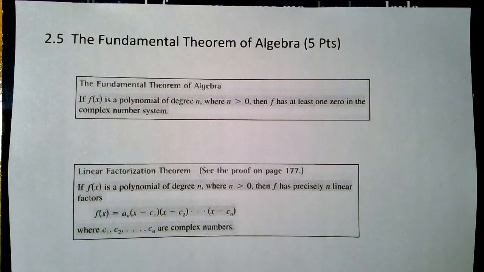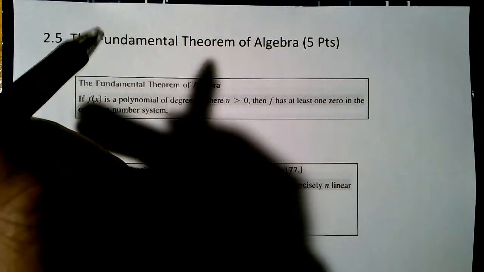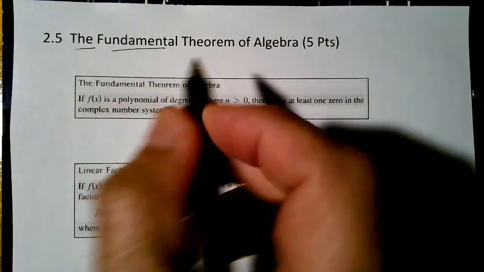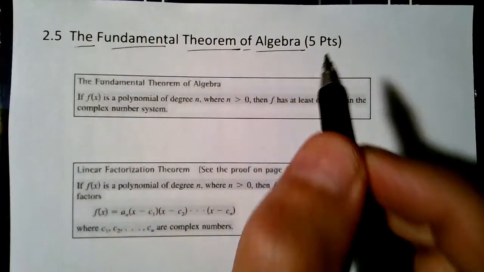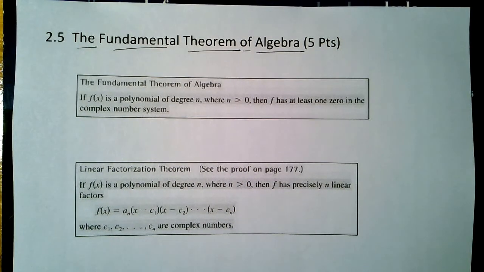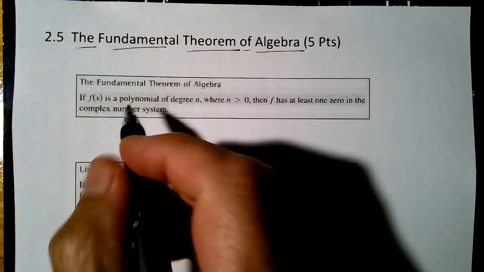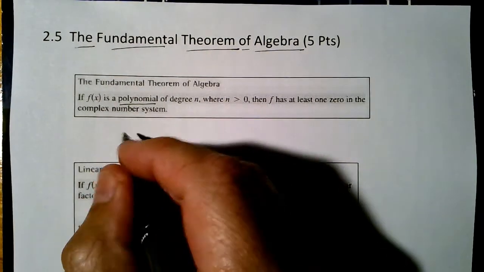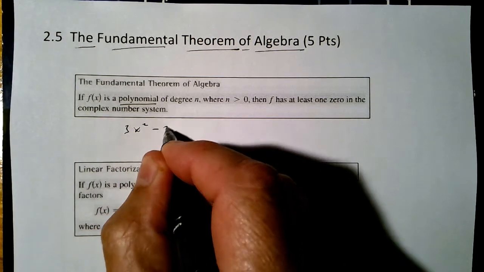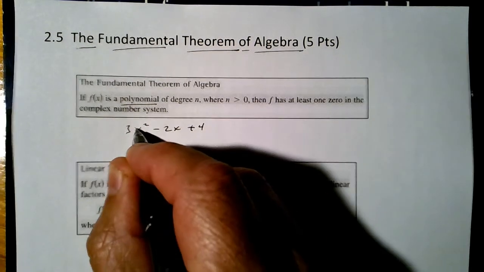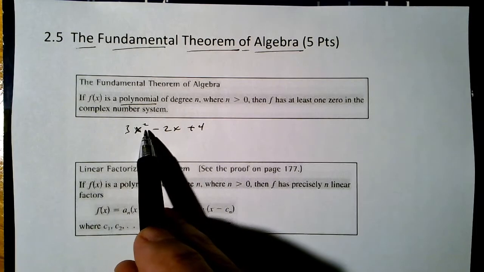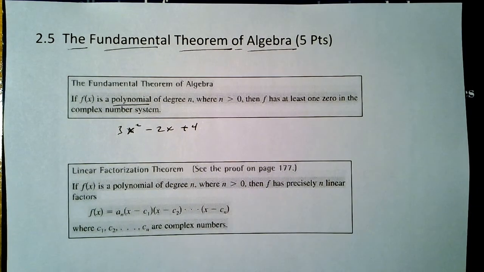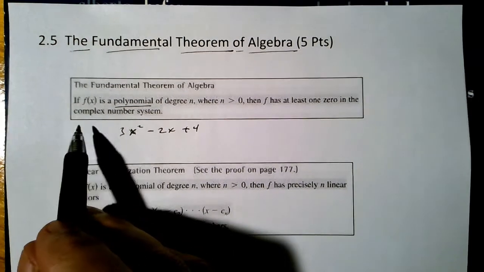Well, welcome to 2.5, the Fundamental Theorem of Algebra. If ever there is a lofty title to a section, the Fundamental Theorem of Algebra would be it. So here it is. It says if we have a function that is a polynomial, like 3x squared minus 2x plus 4, there's x terms, they could be raised to integer powers, then there's at least one zero if we're in the complex number system. So we can have i's involved in there.